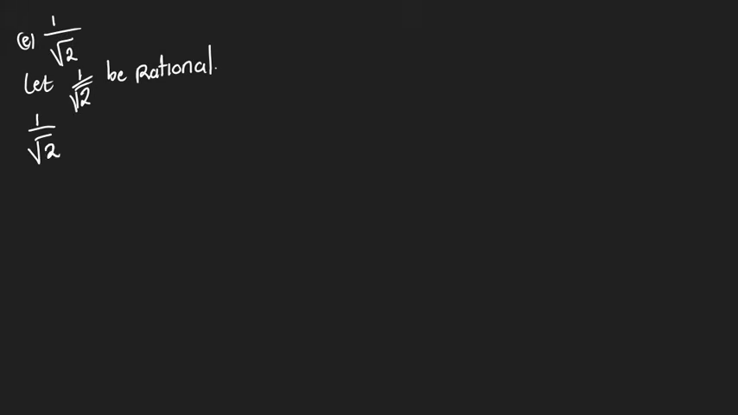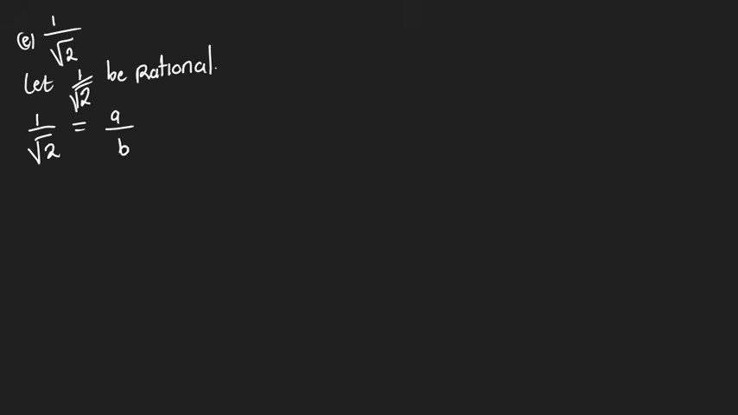So this is actually very simple to understand. Just ensure that you get the concept. The other question, E, is 1 over the root of 2. So for this one, how do you prove? Okay, we can let 1 over root of 2 be rational. The same concept.